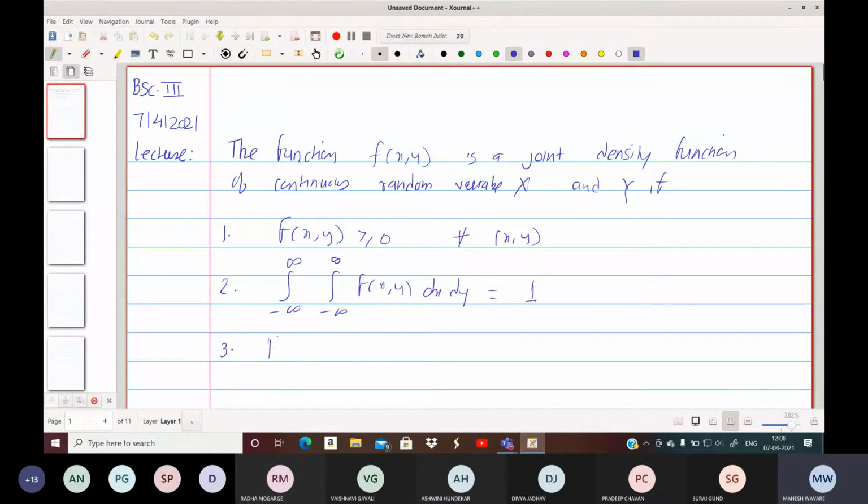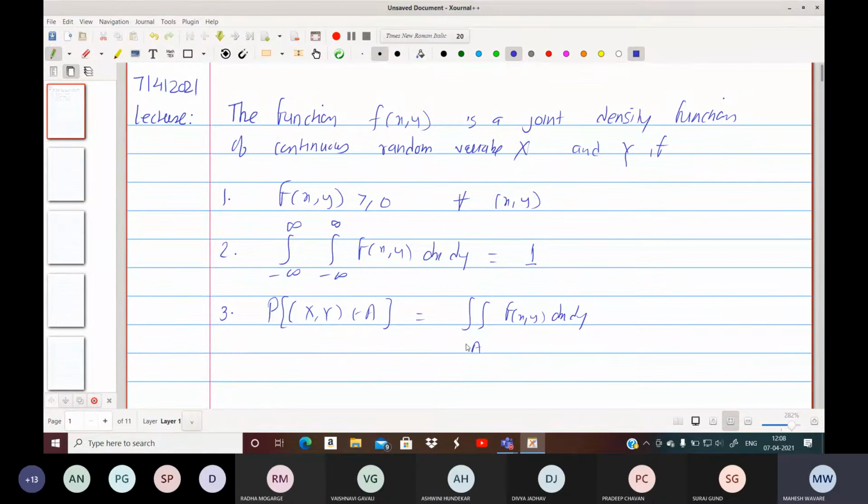And if somebody wants to calculate the probability of all those x, y in the region A, it should always be the double integration over that region A, f of x comma y dx dy. And you can continue for three variables, four variables, and so on. That many times we have to integrate. One integration is with respect to x and one with respect to y. It depends on the nature of the integral, with respect to what we want to integrate.